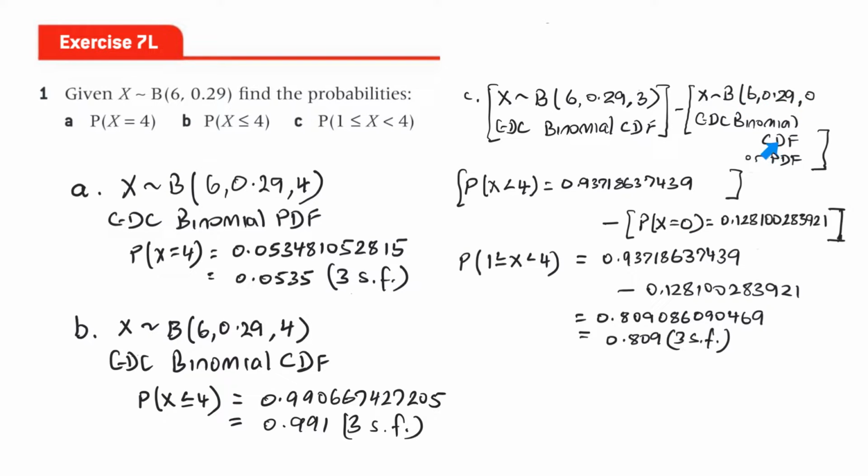Now, you can choose CDF or PDF to do this. I choose either, and then when you put it in, you put in 6, 0.29, and 0. That's X equals 0. That's why you can use PDF. But you can also use CDF because it would also just be 0. And then you get an answer of 0.128, and then you subtract this from that, and you get 0.809 to 3 significant figures. Now what I've done on the next slide is to have a look at what the input is for the 84 Plus CE.